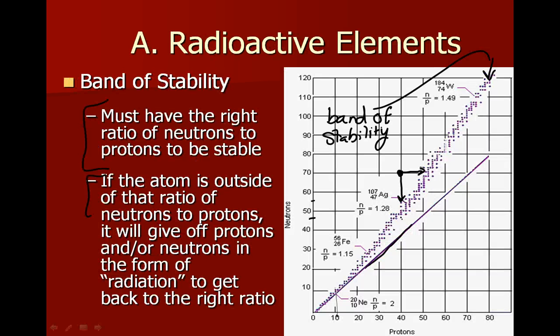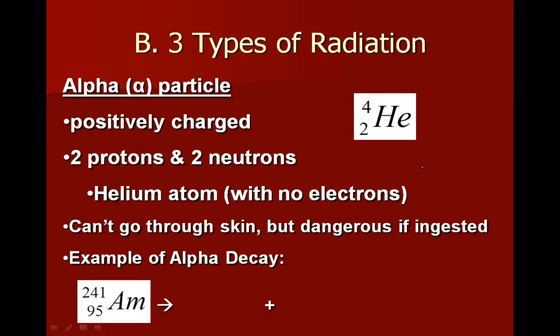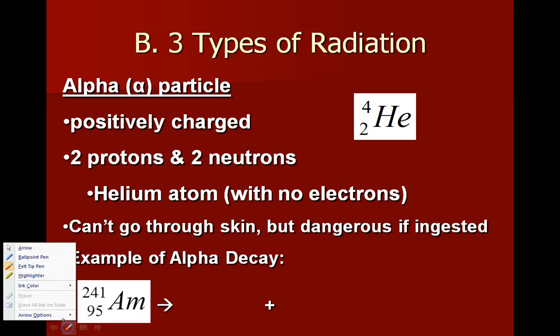Here are the three types of radiation, and these were named before they actually knew what each particle was, so they just named them alpha, beta, gamma after the Greek alphabet. So we'll go through each of the types and then use them in some reactions. So first of all, the alpha particle.